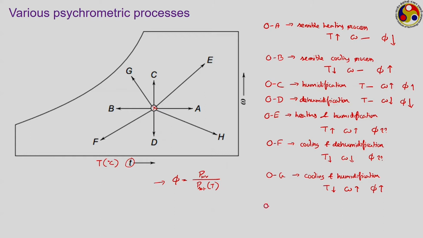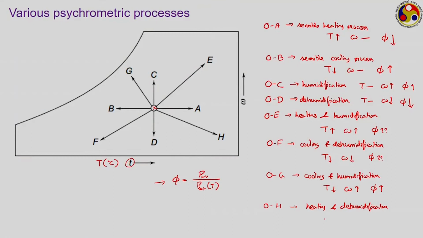Similarly, the last one O2H, during which the temperature is increasing. So, we are having heating, but moisture content is decreasing. So, heating and dehumidification. And the last two processes may not be the most common ones, but cooling and humidification you can find, because in dry areas during summer we may have to go for simultaneous cooling and humidification. Heating and dehumidification is much less common, may be required in certain industrial processes, but not very common in domestic air conditioning.